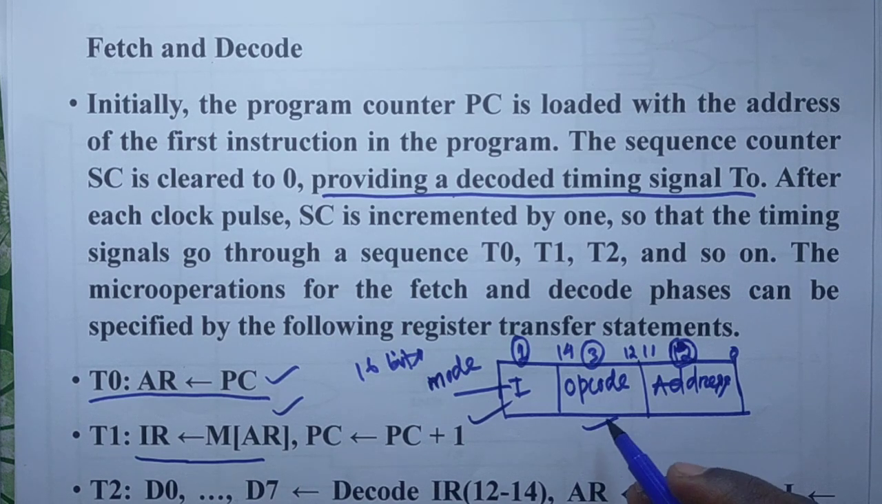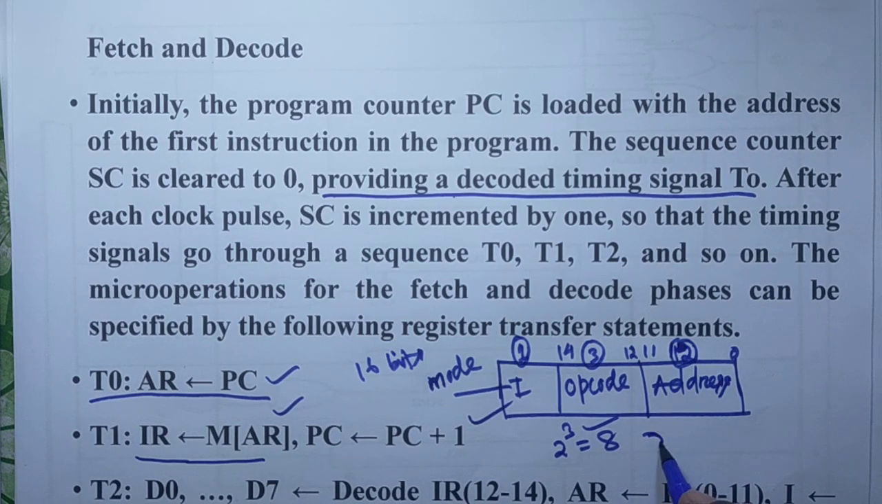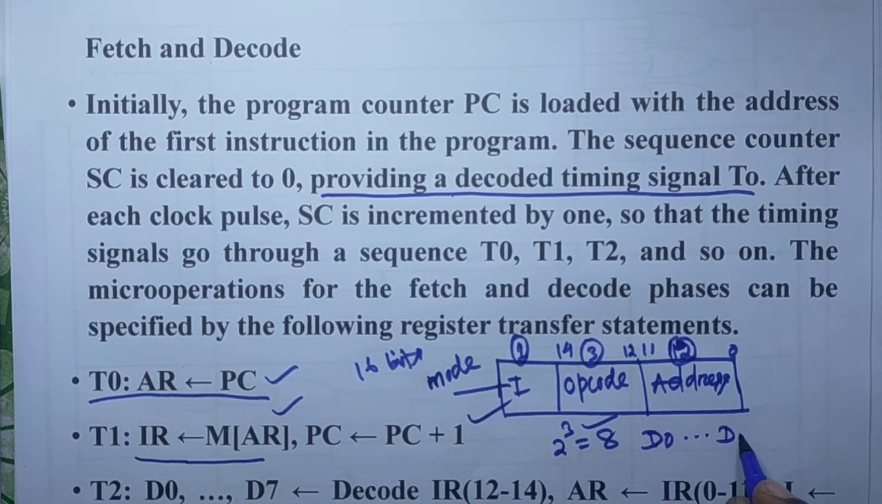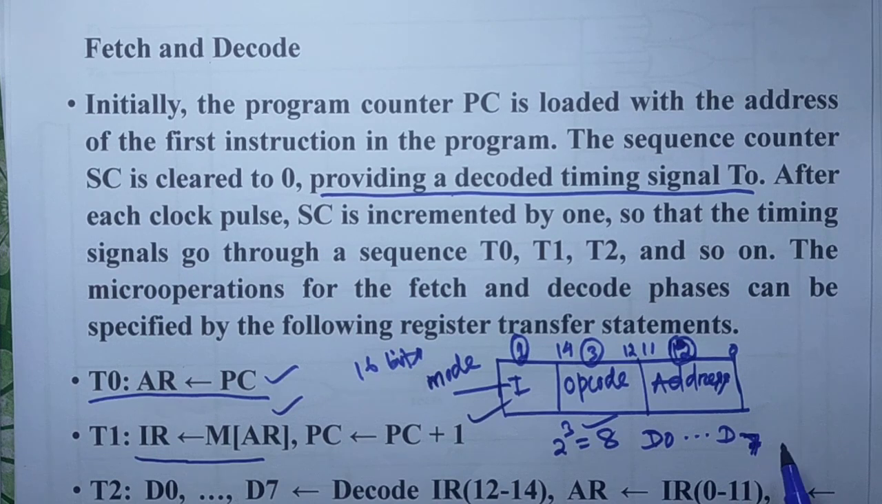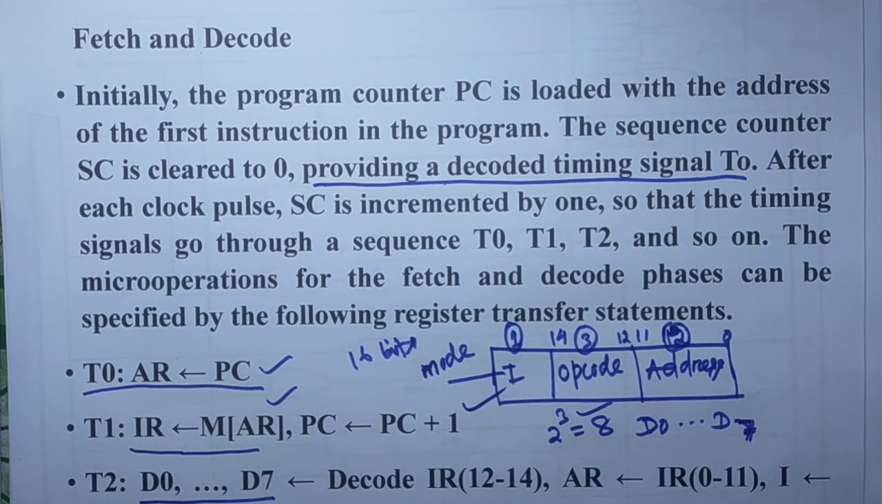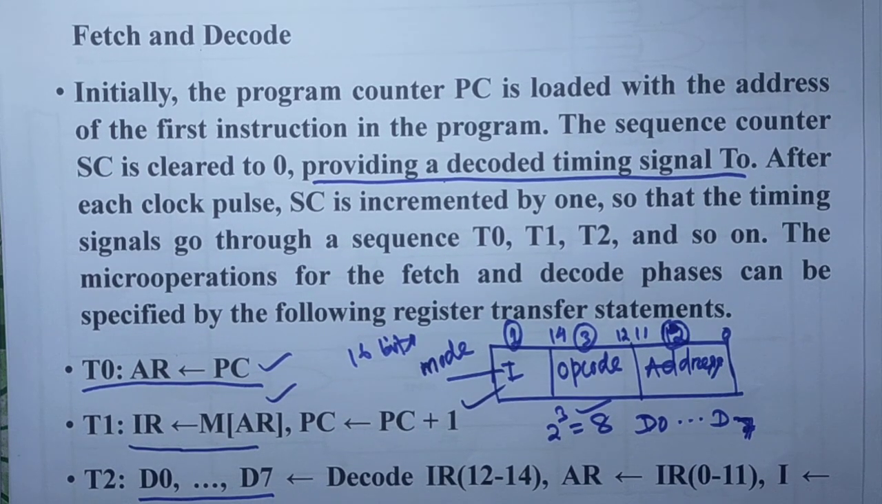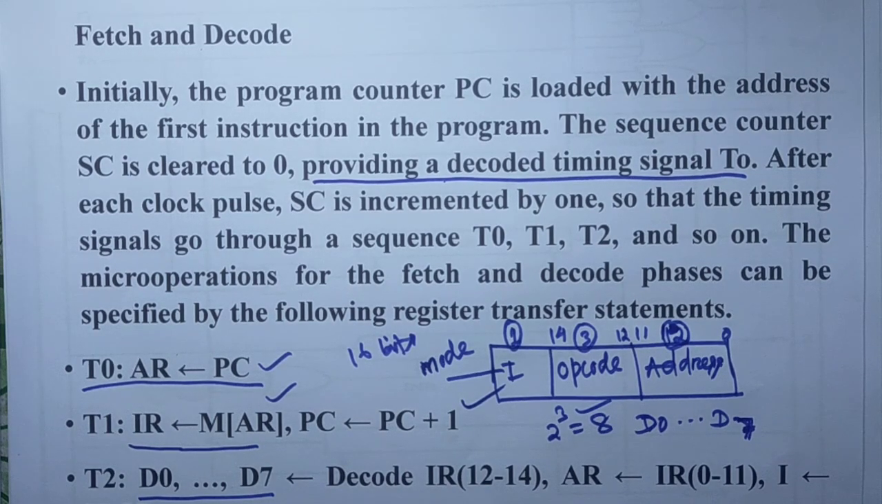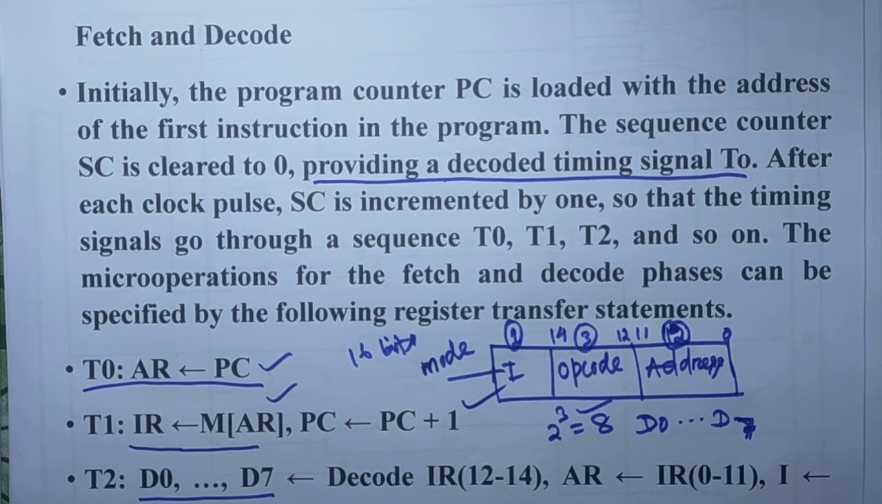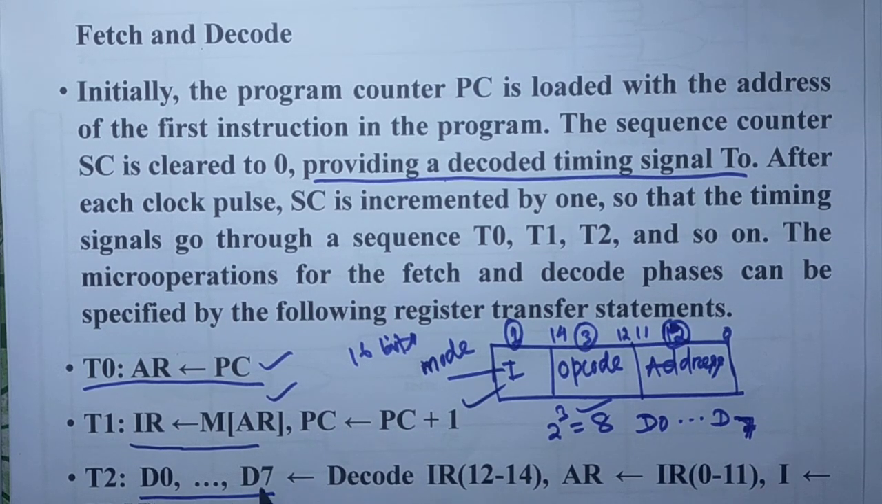In this opcode part, what happens? That is 3 bits. 3 bits means 2 to the 3, that is 8 operations, defined through D0 to D7. That opcode part needs to be decoded, because whether we write add, subtract, or multiply, it should be decoded. So here D0 to D7 is a decoder.